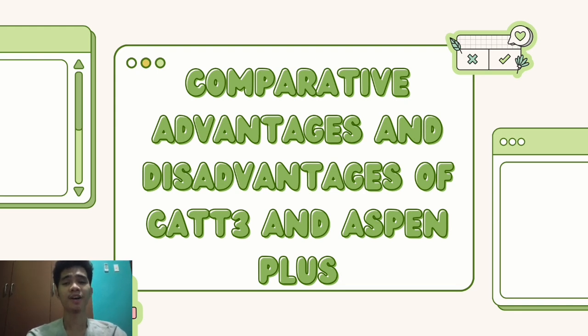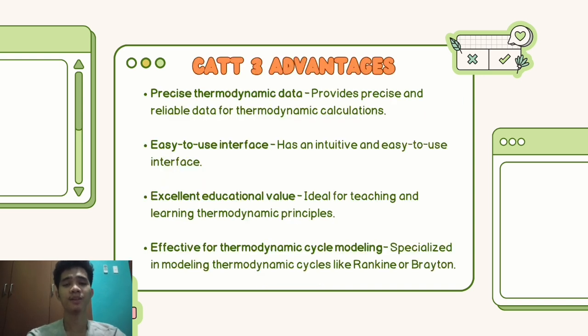Now, let's discuss the comparative advantages and disadvantages of CATT and Aspen Plus. So, let's start with CATT advantages. First, its precise thermodynamic data. It provides accurate property data which is essential for detailed energy analysis. Next is easy to use interface. Its user-friendly design simplifies learning and usage. Next is excellent educational value. It is a great tool for teaching thermodynamics concepts to students. And last, effective for thermodynamic cycle modeling. It is ideal for analyzing cycles like Rankine or Brayton.